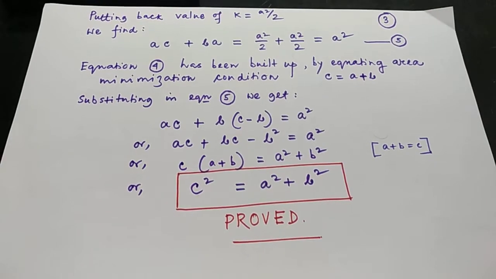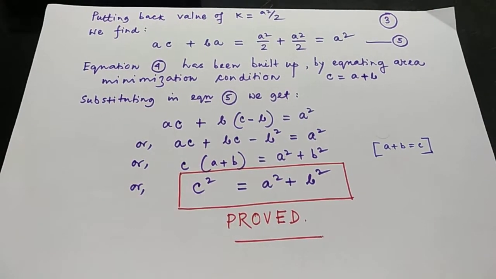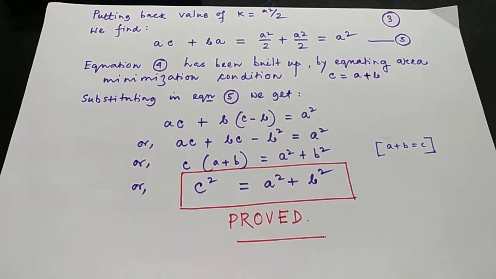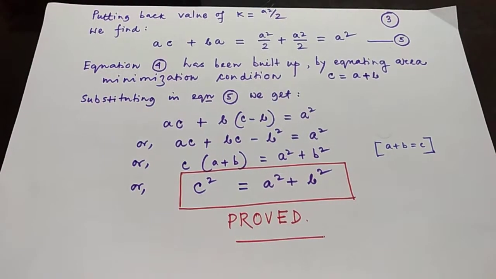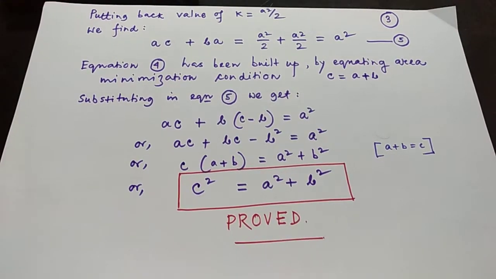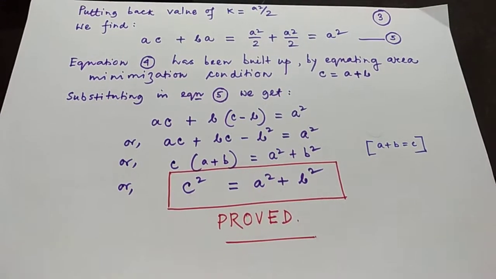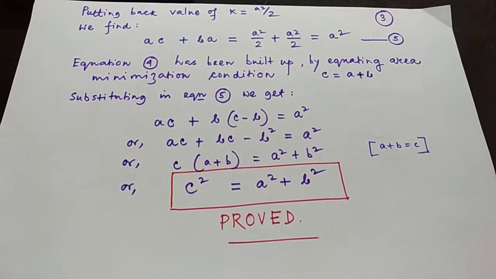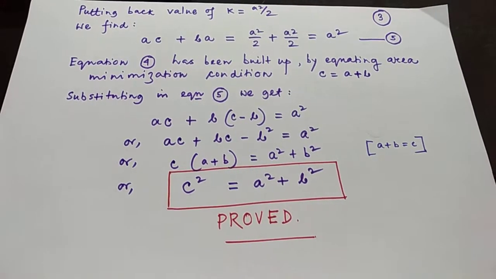So again, the Pythagorean theorem has been proved through this unique approach of the area of any triangle, the area of a right angle triangle, and the area minimization condition. Hope you found the proof very exciting.